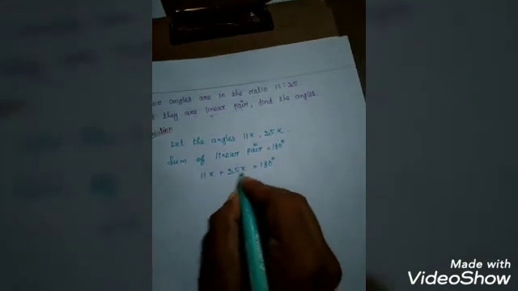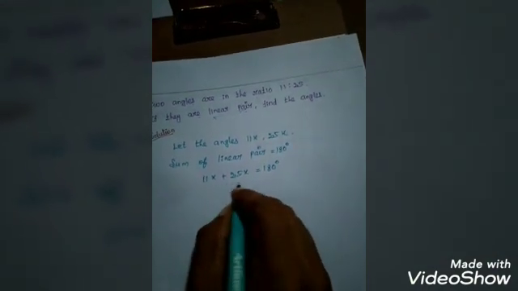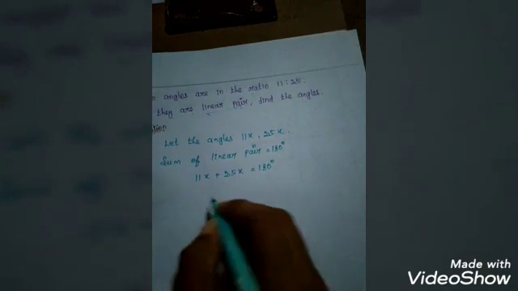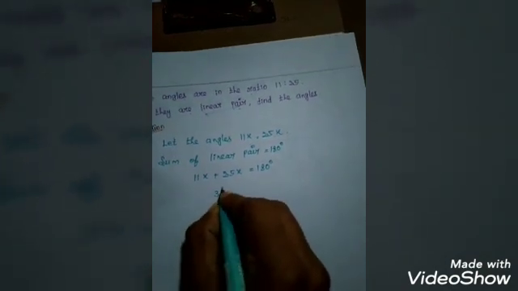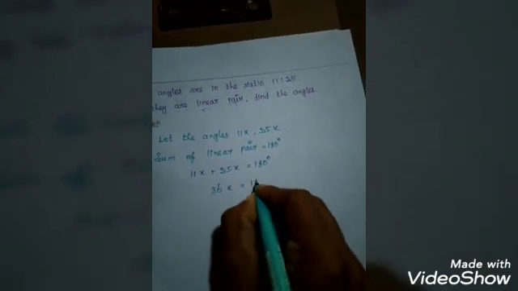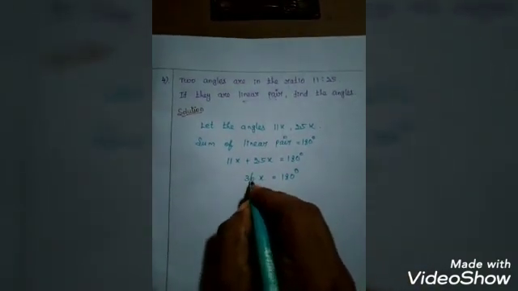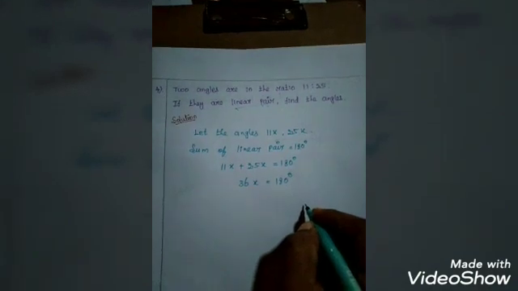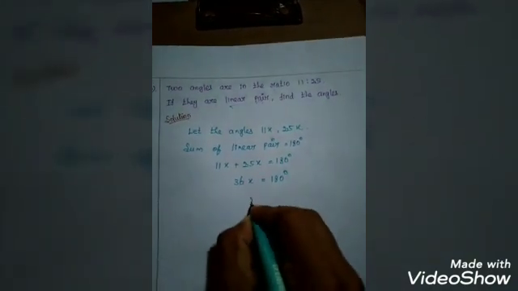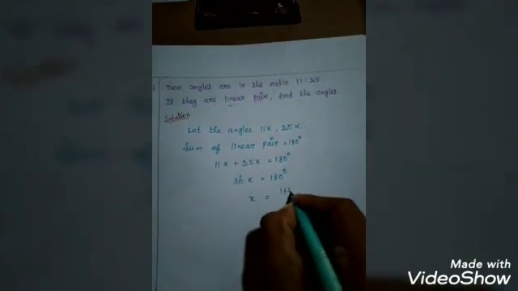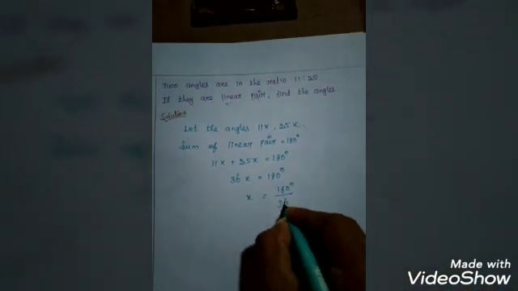Here the variable is x in both terms, so add the coefficients: 25 plus 11 is 36. So 36x is equal to 180 degrees. Here 36 and x are multiplying, so take 36 to the opposite side, where it is divided. So x is equal to 180 degrees divided by 36.